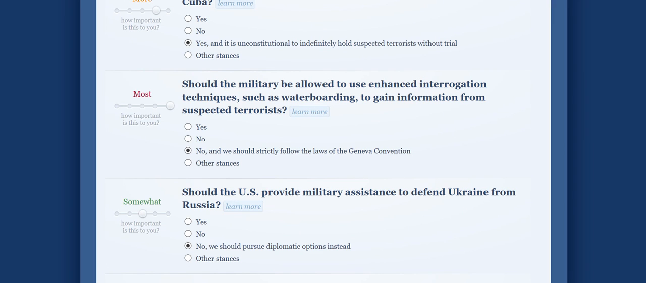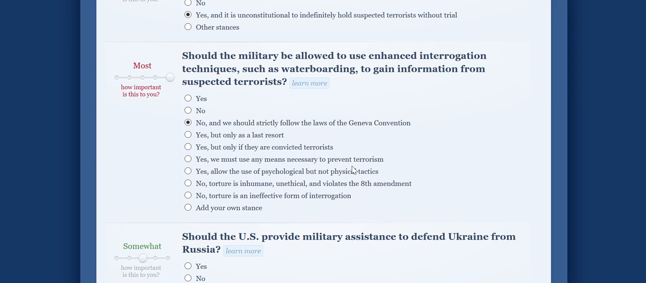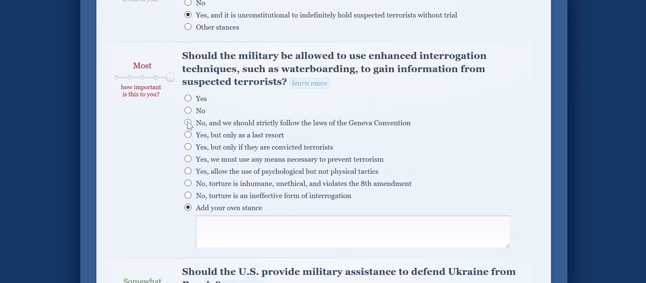Should the military be allowed to use enhanced interrogation, that's torture, such as waterboarding to gain information? I put no, and we should strictly follow the laws of the Geneva Convention, and there are other ones here that were good too. No, torture is inhumane, unethical, and violates the Eighth Amendment. That's all true. No, torture is an ineffective form of interrogation. That's also correct. So let me go back with this one and move along. No, we should strictly follow the laws of the Geneva Convention.